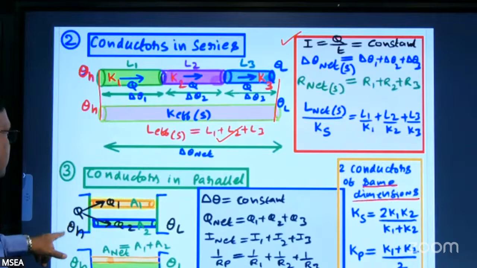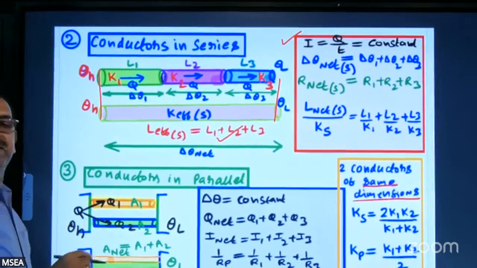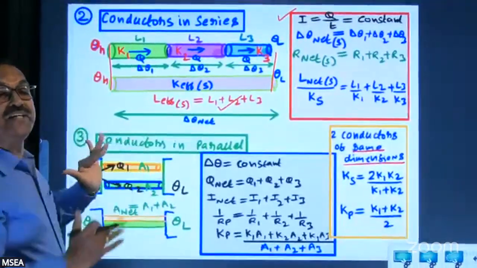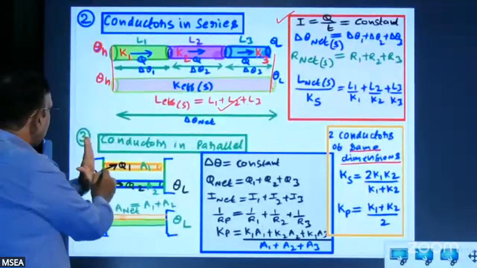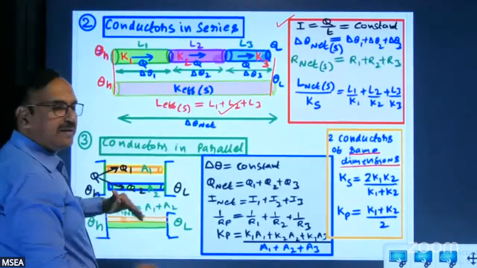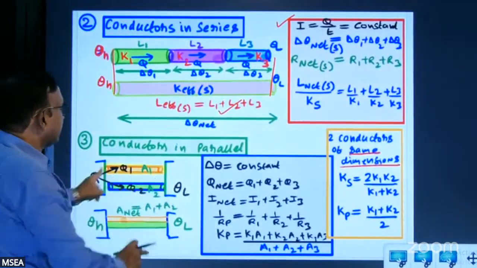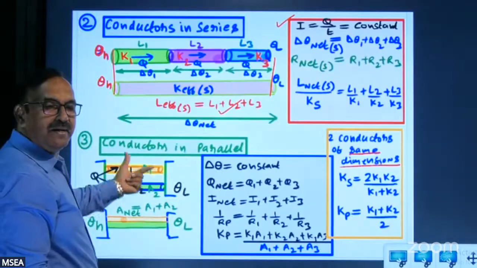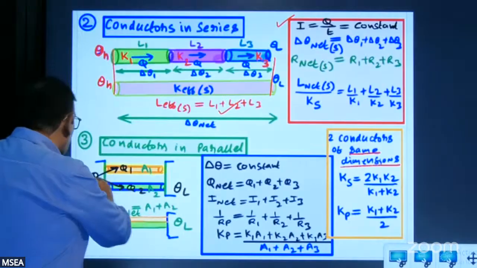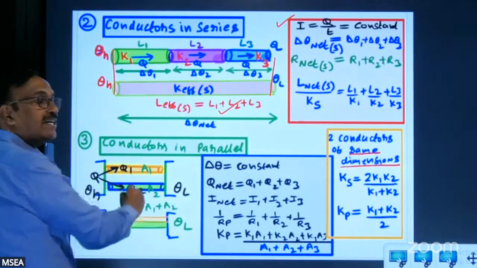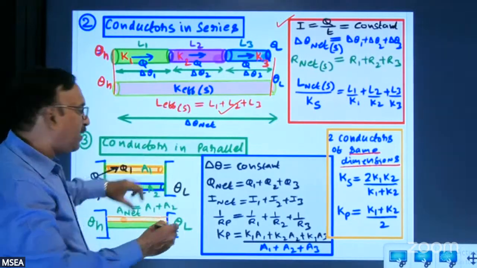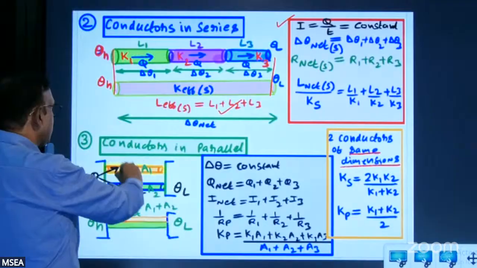Coming to parallel combination. In parallel combination, the main feature is that different conductors are connected between the same temperature difference. Suppose one end is at theta high and the other end at theta L for the first conductor. For every conductor, same thing. The temperature difference across the first conductor is theta high minus theta low. Second is also the same, and even the effective one is the same. In parallel combination, whatever heat energy comes, the heat energy will divide into parts. If there are 2 conductors, 2 parts; n conductors, n parts. So whatever heat energy is coming, it is dividing into parts.